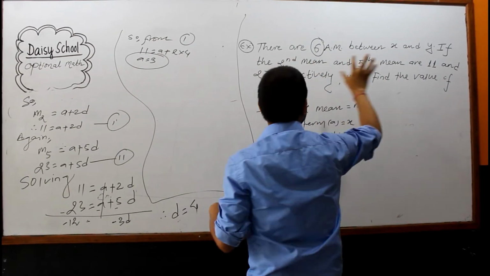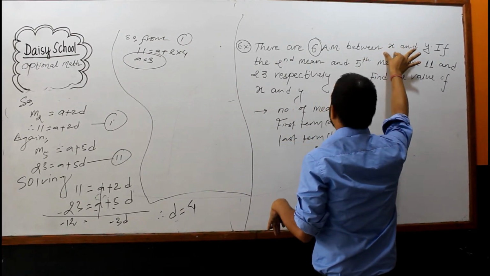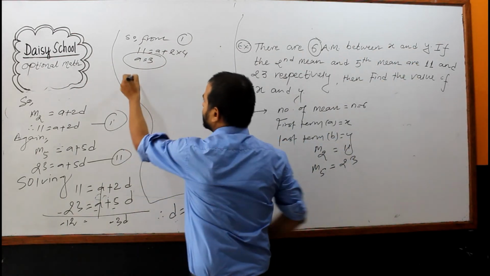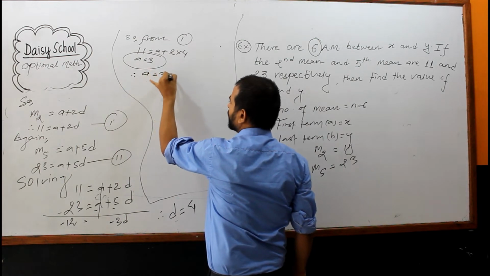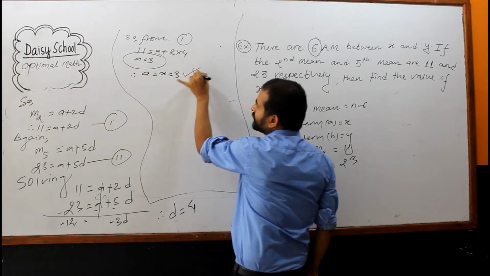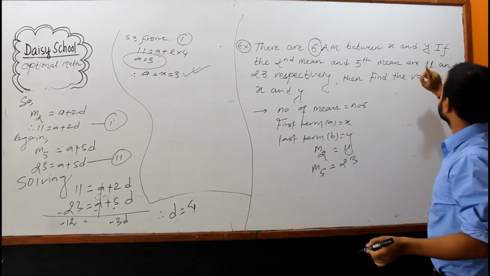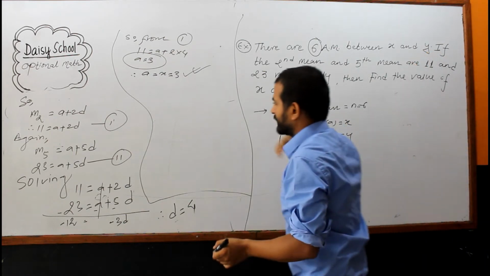So what is X? Extremities. First term. So here is the first term. Therefore X is equal to 3. That we found. Now we need to find out the last term, Y, which is B. So how can we find B?